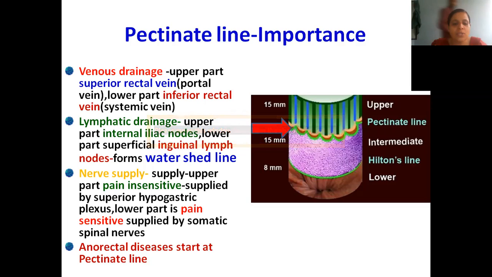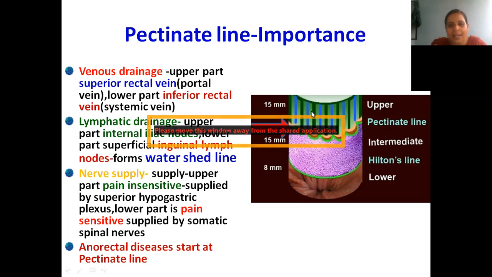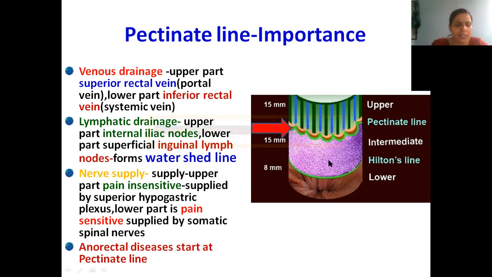That condition is piles. So we have external piles and internal piles. If the veins in the upper 15 millimeter area are ruptured, the piles will be painless. Why are they painless? Because the upper 15 millimeter area is basically pain insensitive, as it is supplied by the superior hypogastric plexus. Whereas below the pectinate line, where we have this mucocutaneous junction, like stratified squamous non-keratinized epithelium and true skin, this area is supplied by somatic nerves.